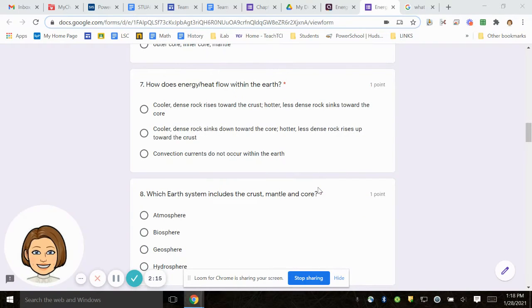Number 7. How does energy or heat flow within the Earth? Cooler, dense rock rises toward the crust. Hotter, less dense rock sinks towards the core. Cooler, dense rock sinks down toward the core. Hotter, less dense rock rises up towards the crust. Or convection currents do not occur within the Earth.